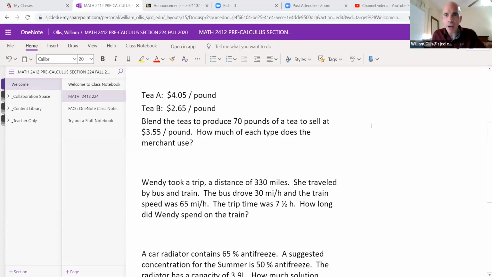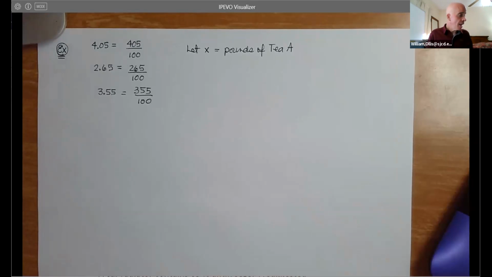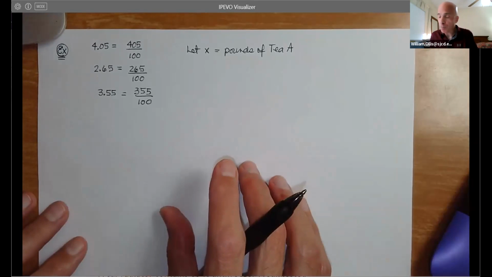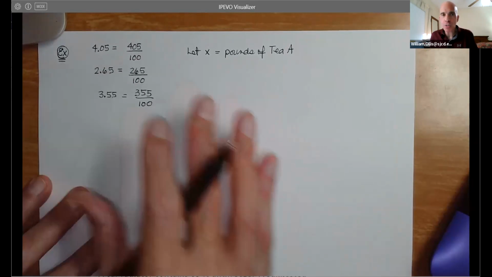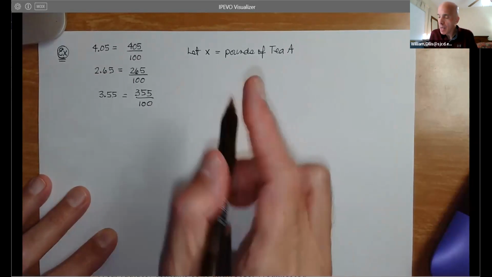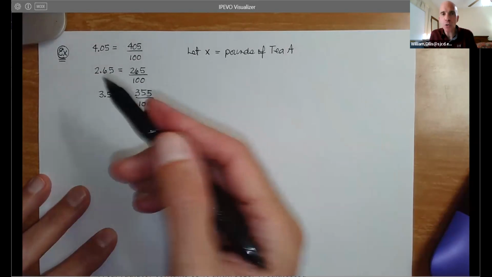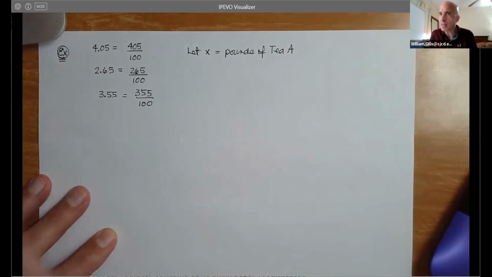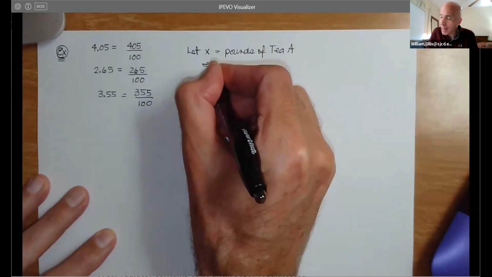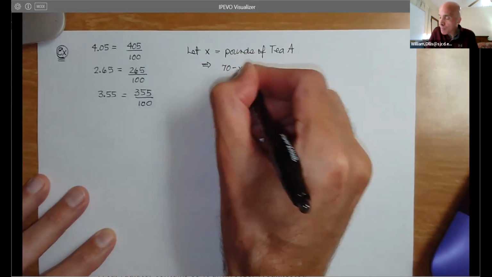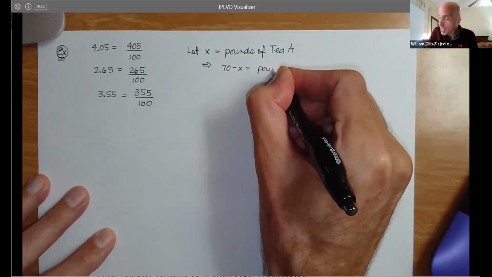Okay, so let's see how we compare. Now, here's what I've done. Like I asked you before, what we want to do is, again, some symbolic computation. So we have X being the pounds of TA. It doesn't matter, you could do X pounds of TB. It would not matter. If your work is consistent, it makes no difference. So at least from that, this implies that 70 minus X will equal pounds of TB.